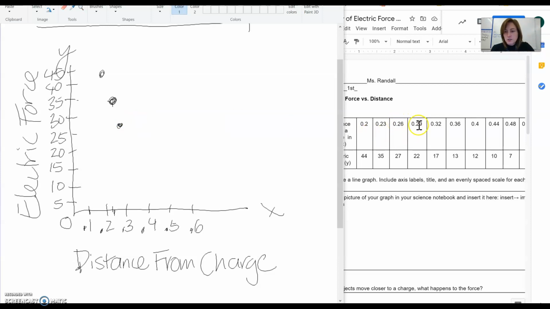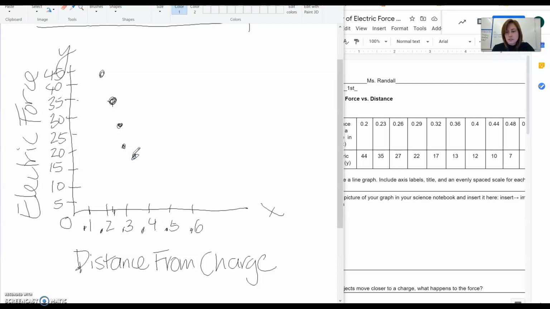And then next one is 0.29 and 22. 0.29 is going to be really close to 0.3. And then 22, of course, is a little bit above 20. So that's going to be like right there-ish. Mine's not exact because I don't have grid paper, but that's okay. Next we have 0.32 and 17. So 0.32 will be like about there, a little bit past 0.3. And then 17 will be about up here. So we've got that one.